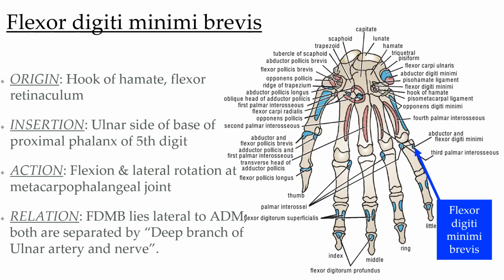The site of insertion of flexor digiti minimi brevis is over the ulnar side of the base of proximal phalanx of the fifth digit, that is here. Coming to the action of this muscle, it results in flexion at metacarpophalangeal joint of the fifth digit, and while performing flexion, lateral rotation simultaneously occurs. So this muscle is responsible to bring about flexion and lateral rotation at the metacarpophalangeal joint of fifth digit.